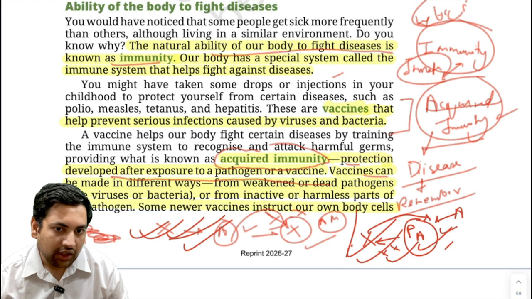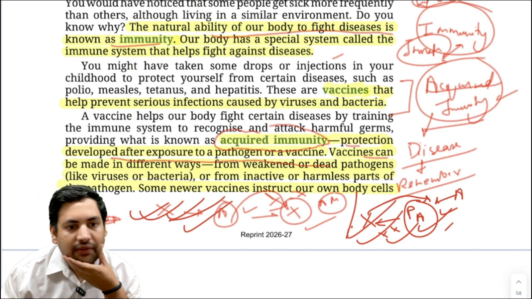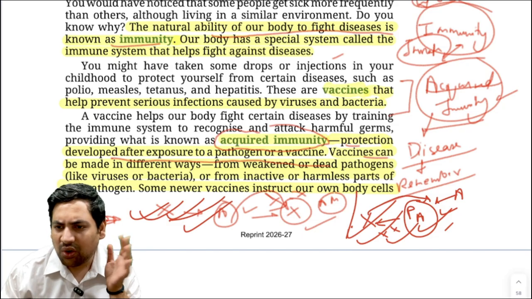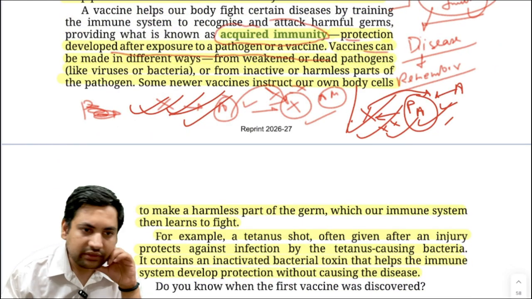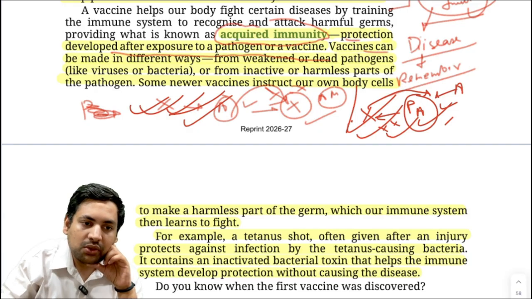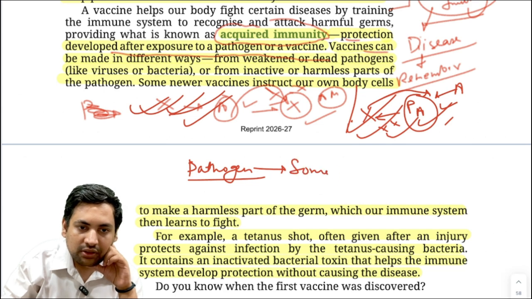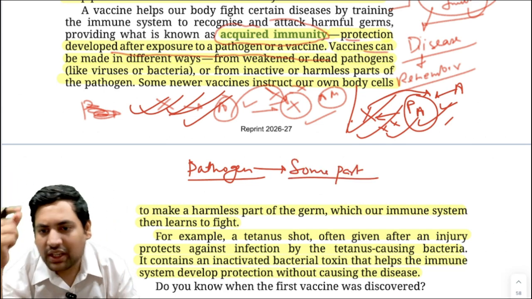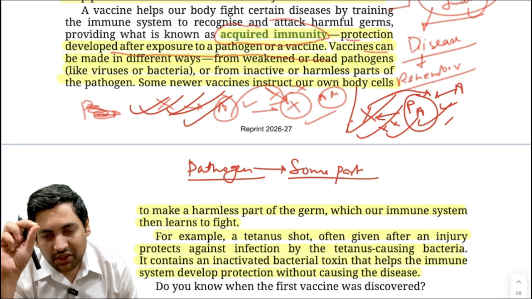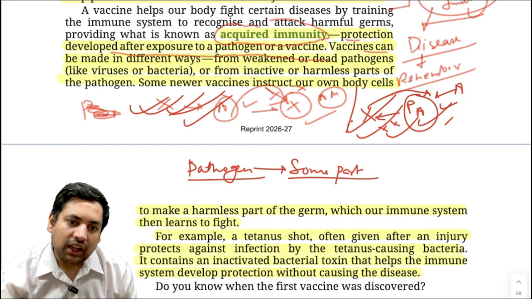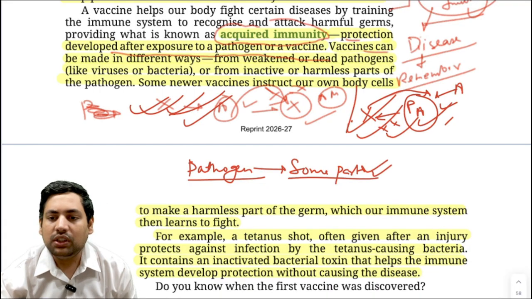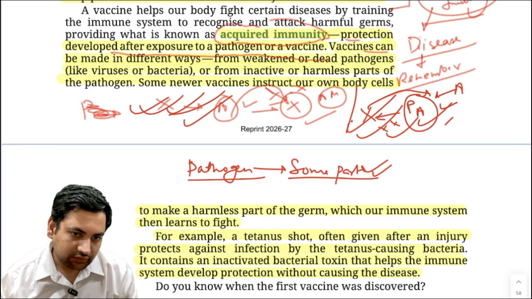Now, let's see. Vaccines can be made in different ways: from weakened or dead pathogens, or from inactive or harmless parts of the pathogen. All these can be used to make vaccines. Correct? We'll see the different kinds of vaccines later. And then some newer vaccines, in fact, don't even use the pathogen. They just take some part of the pathogen, for example, the outside protein, antigens, we learn about them. That only they take, which generates an immune response, correct? And they will enter that only in your body, so that you are very safe, and you can get acquired immunity against it.